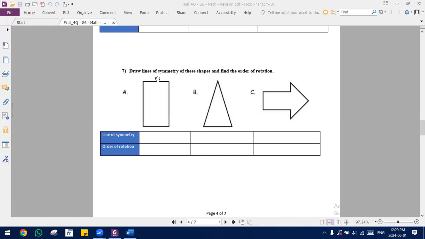Now, draw lines of symmetry for these shapes and find the order of rotation. Are they regular? No. Okay, now let's think of the lines of symmetry. That rectangle can be cut in half. So this is one line. Also, it can be cut horizontally, like this. Can we cut it like that? No, if you take a piece of paper, make a rectangle, try to fold it, it won't match. So I have only 2 lines.